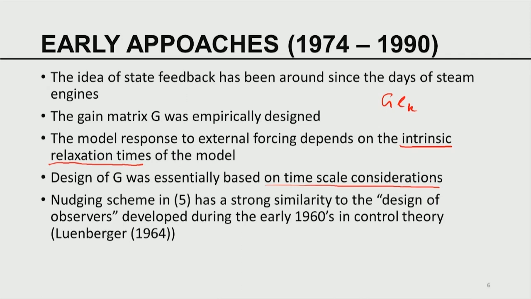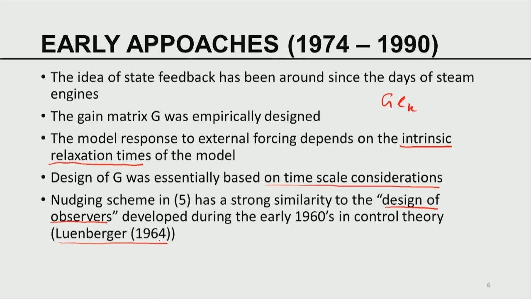What is the intrinsic time scale of the processes involved? How long does it take for the model to respond to the external force? So the value of the matrix G was essentially heuristically decided, based on the time scales of the processes involved in the model solution. So the nudging scheme has a strong similarity to the design of observers in control theory. The theory of observers was developed earlier by Luenberger in 1964. It is not very clear whether Anthes and his group knew about Luenberger's work on observers, but the observer-based design as well as the nudging schemes had a very strong structural similarity.